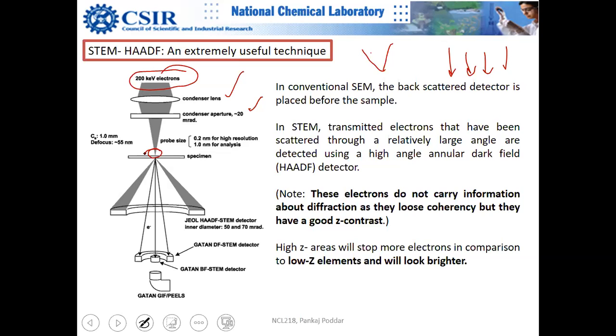This is amazing actually. It's not a joke. It's really marvelous. And here you see that the CS value is 1 millimeter. Defocus is around 55 nanometer. I will explain what defocus is.